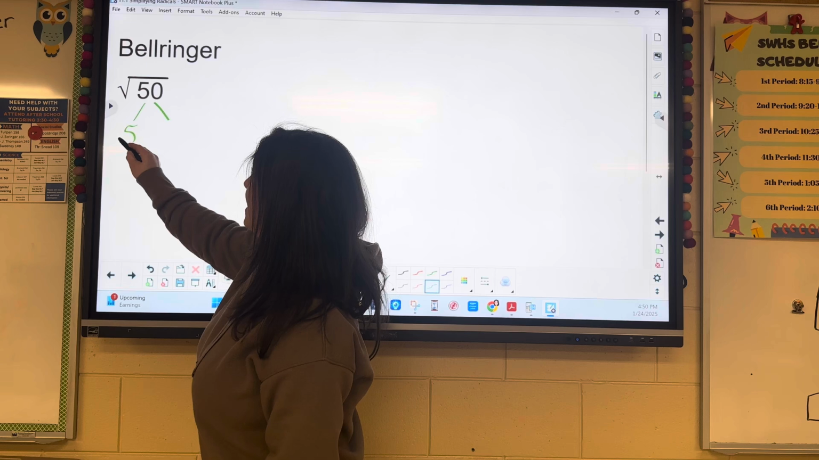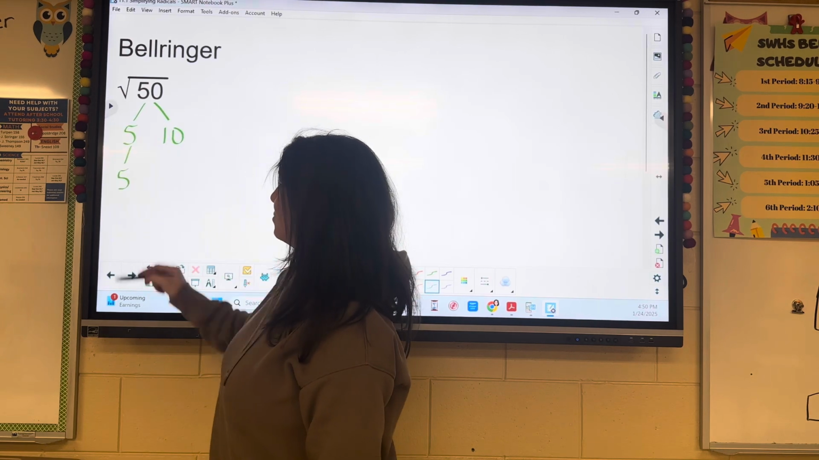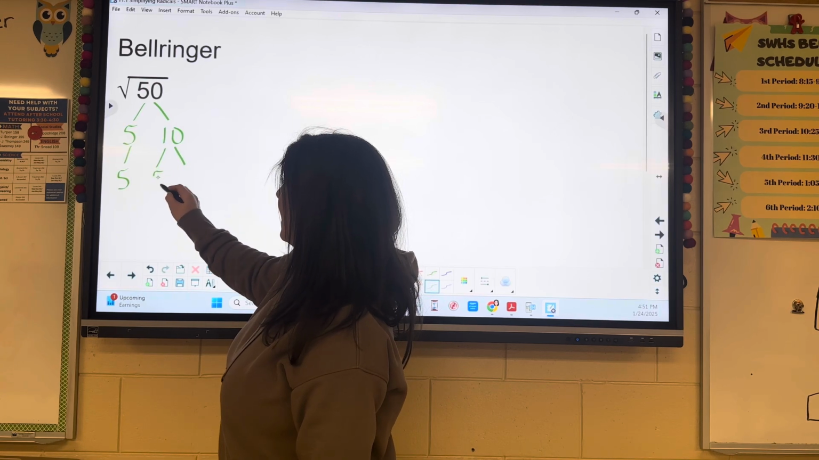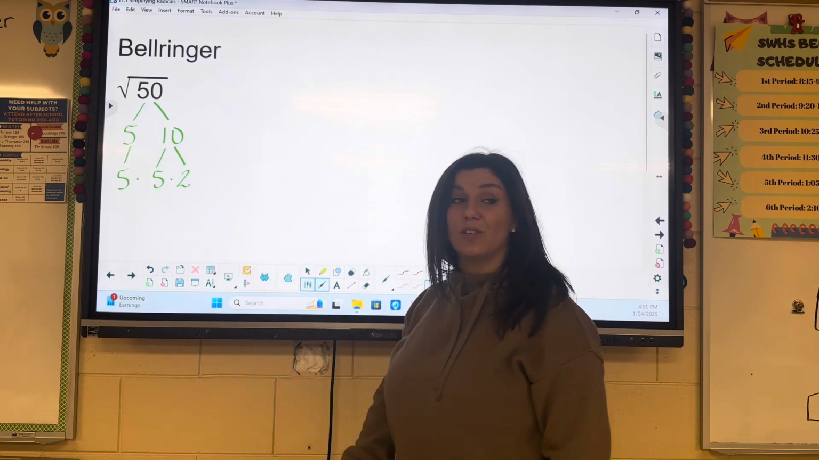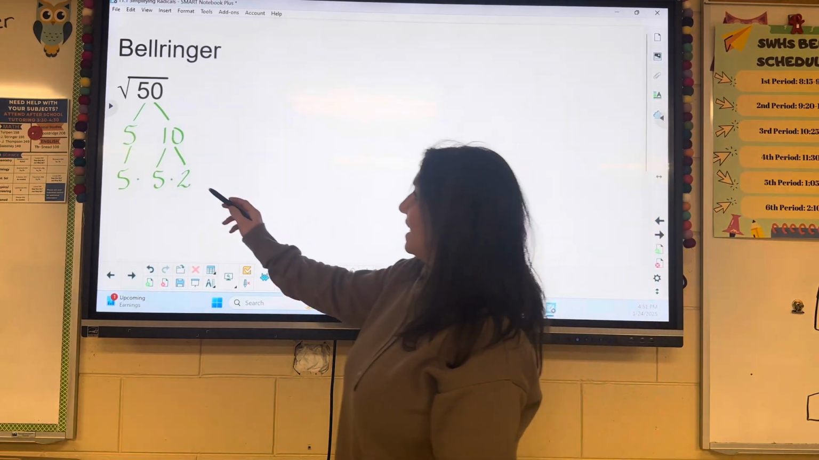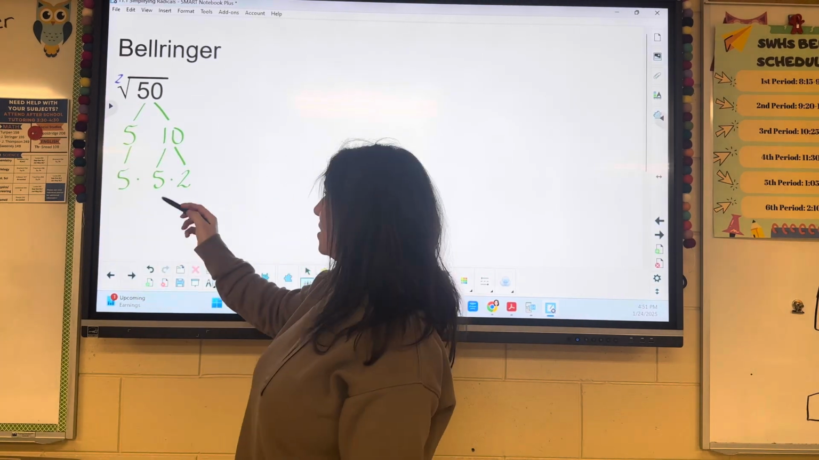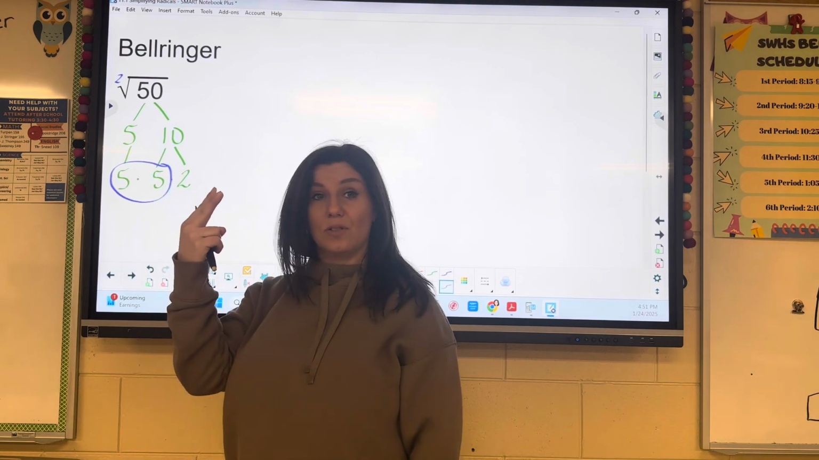So for example, 5 times 10 gives me 50. We can't reduce 5, so we drop that down. And then 2 factors of 10 would be 5 times 2. All right, so 5 times 2 is still 50. This is my factor tree at the very bottom. And so what you look at here is, since my index here is a 2, there's not a 2 there, it's automatically assumed to be a square root. You're looking for pairs, so in groups of 2.